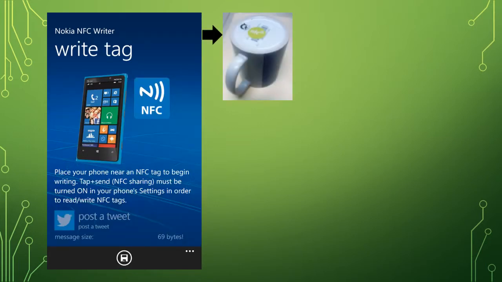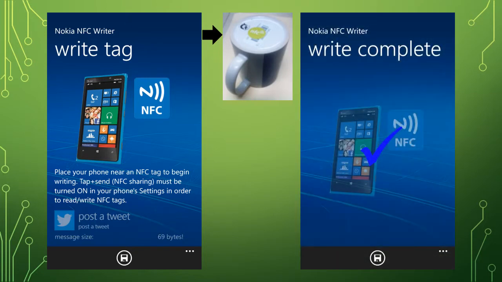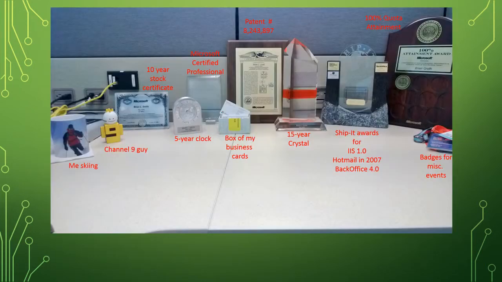So then the final step of setting it up is the NFC Writer application will say, okay, now tap your phone to the NFC tag. So you do that and you get this write complete message, and that's it.